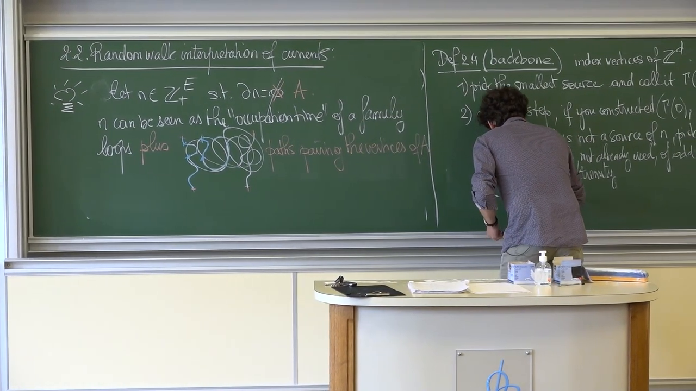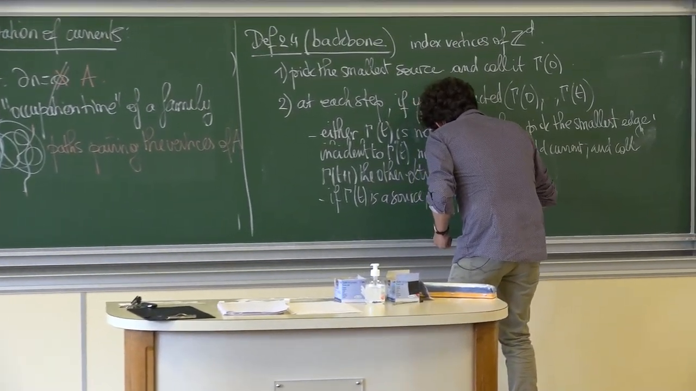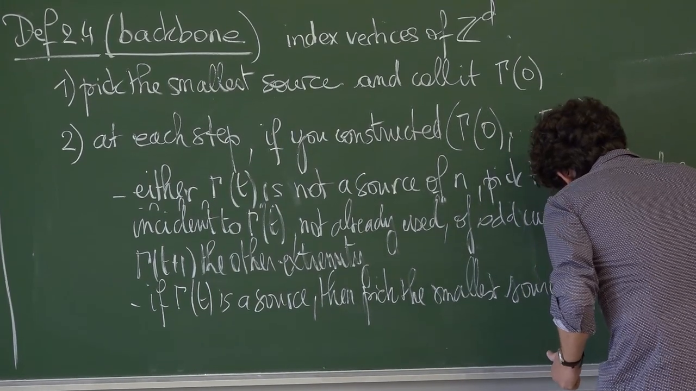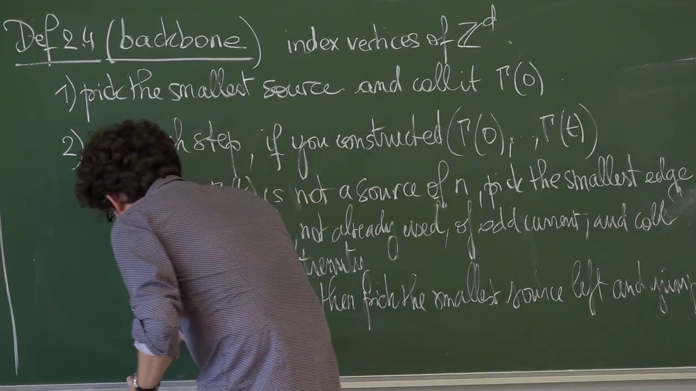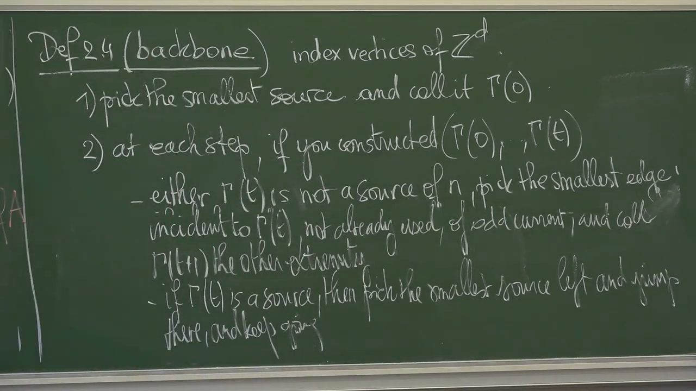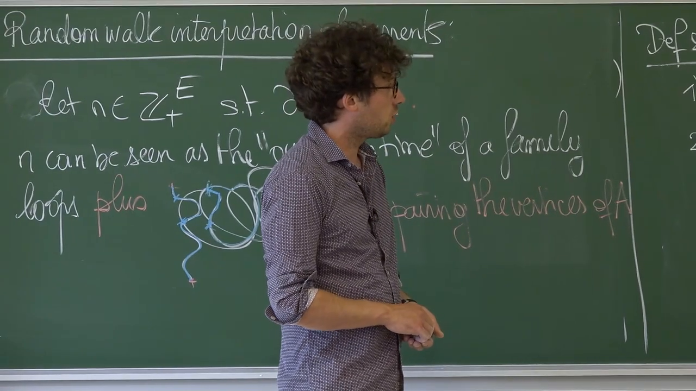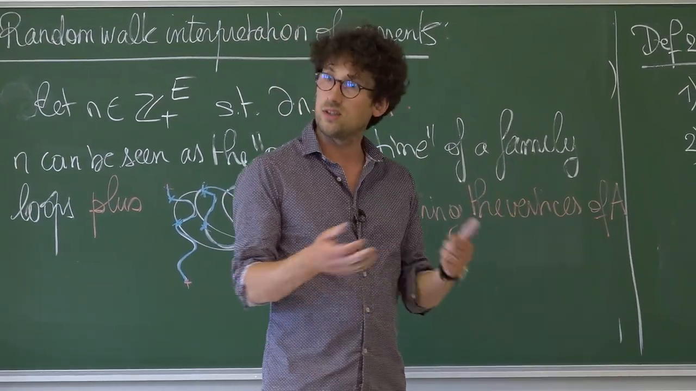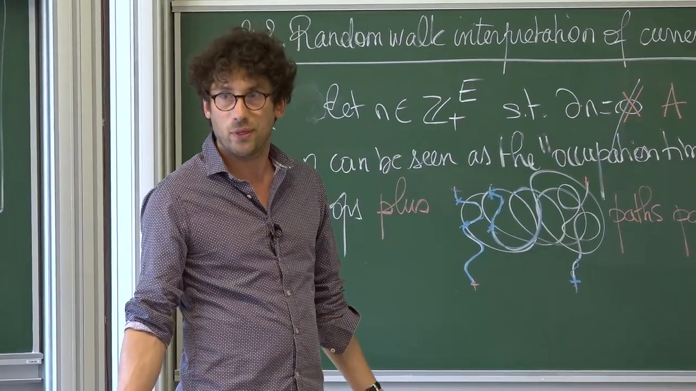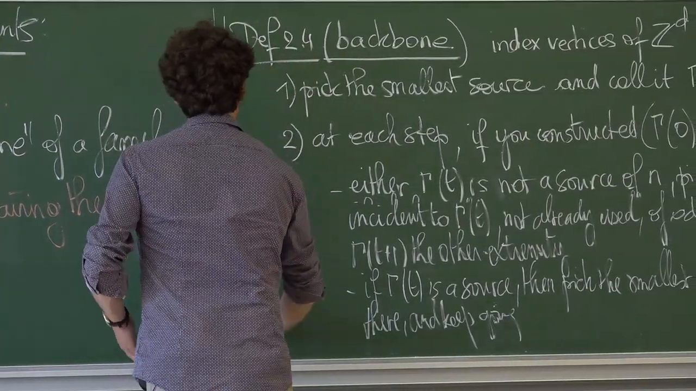If gamma t is a source, then pick the smallest source left and jump there, and keep going. So it's just a simple thing. If I arrive here, then I pick the smallest other one, and I restart from there. Okay. So the outcome of this is a collection, gamma at the very end. Of course, at some point, it stops because there is no source left. And you get a collection of cardinal of A over 2 paths that are pairing the vertices in A. That's the definition of your backbone.